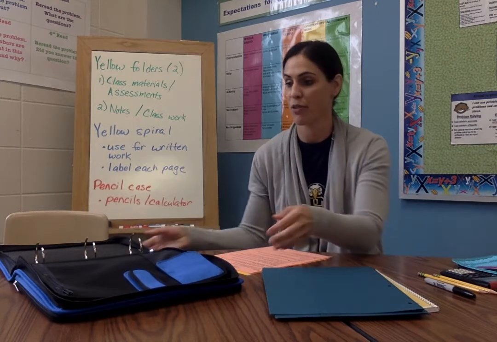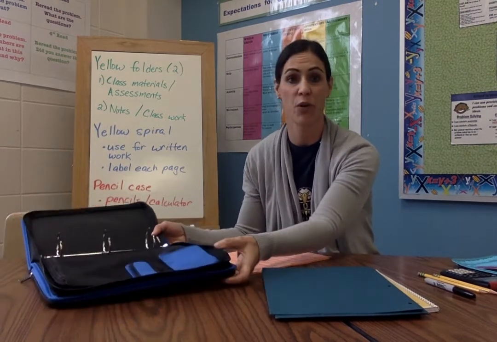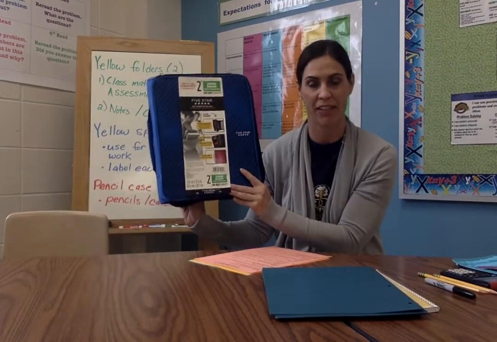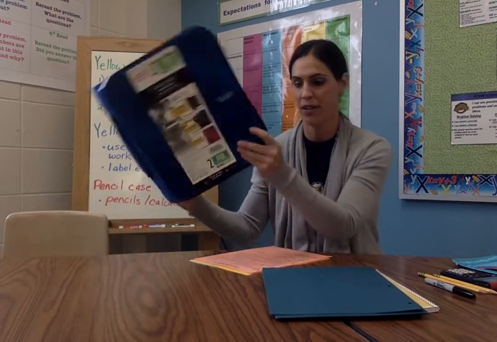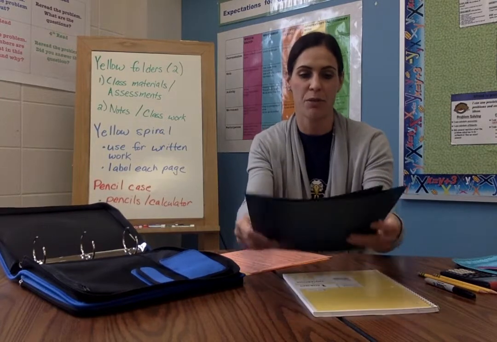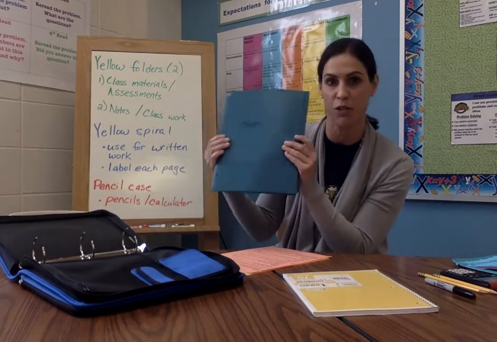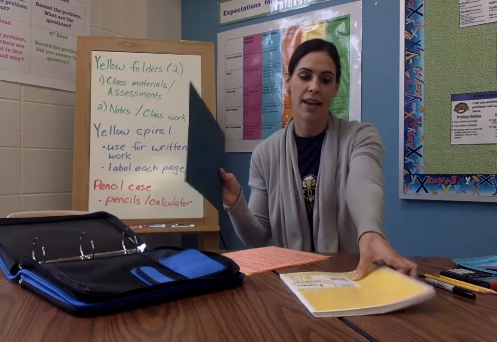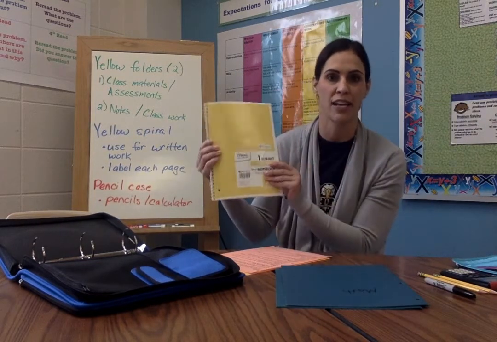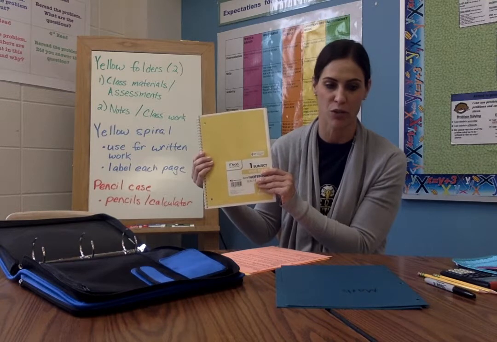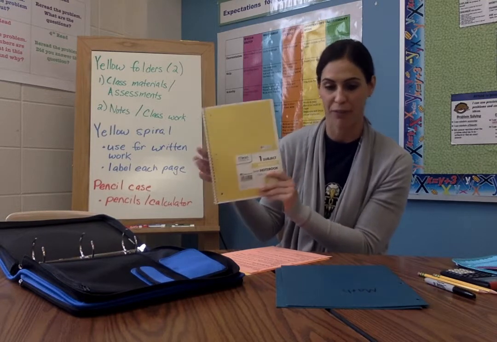I'm going to go over with you how you are going to set up your binder for math class. So you're going to need your binder. You will also have in your supplies 2 yellow folders. I didn't have yellow folders, but you will have 2 yellow folders. And then you will also have a yellow spiral that you are going to use for math.